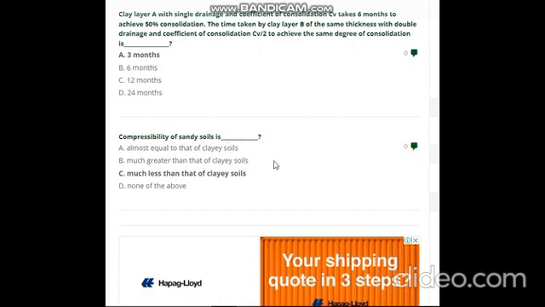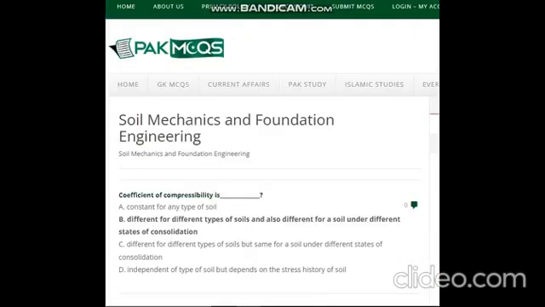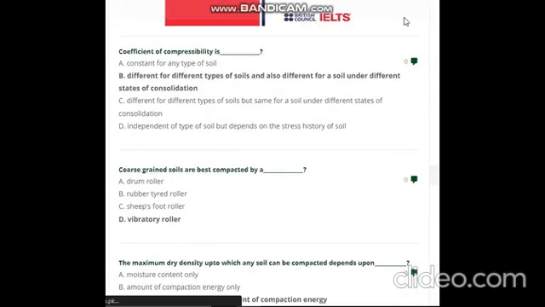Compressibility of sand soil is much lesser than that of clay soil. And this type of question always comes in the paper. Page number 8, soil mechanics and foundation engineering MCQs. This is the 81 number question.